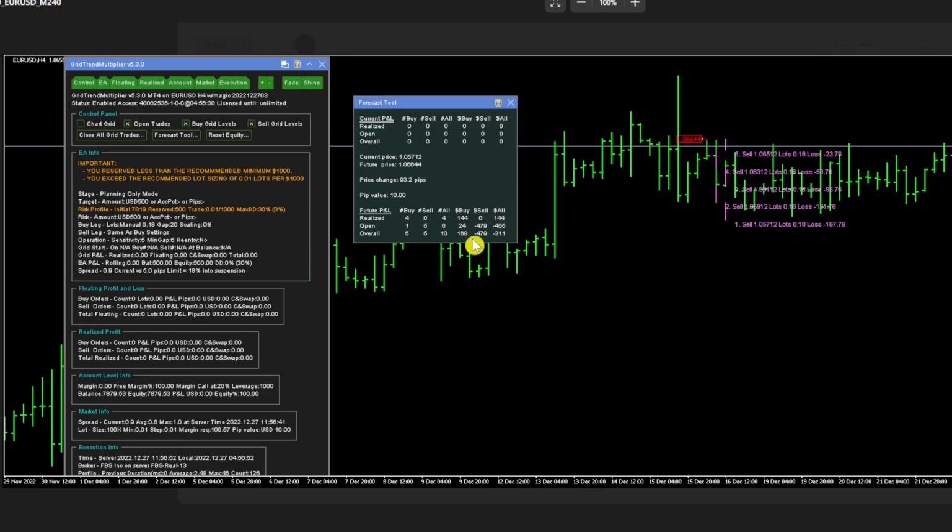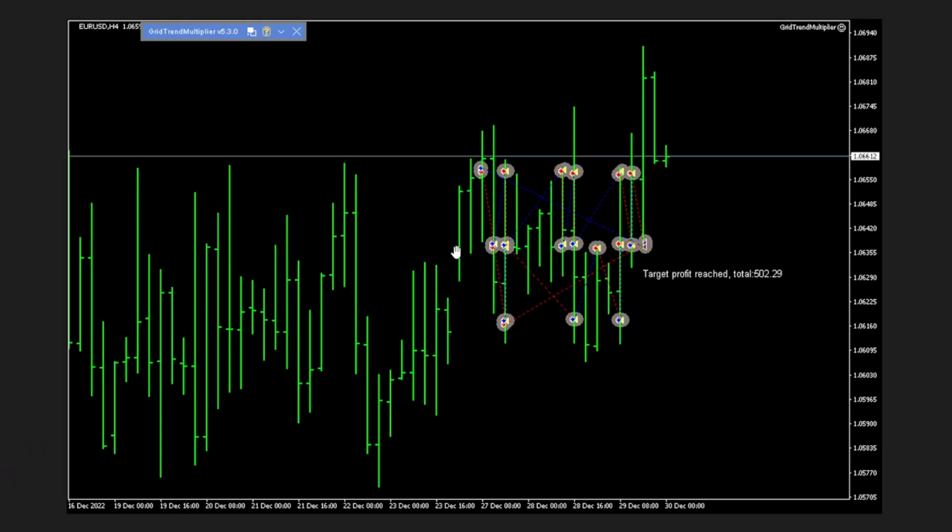You can see here I've calculated a holding loss of about negative $500, and I'm hoping to make $500 out of this. We're going to take buy and sell trades at the same time. And this is the result. You can see it traded over 3 different levels, taking both buy and sell trades randomly in a grid pattern, and the target was reached pretty quickly from the 27th to the 29th of December.